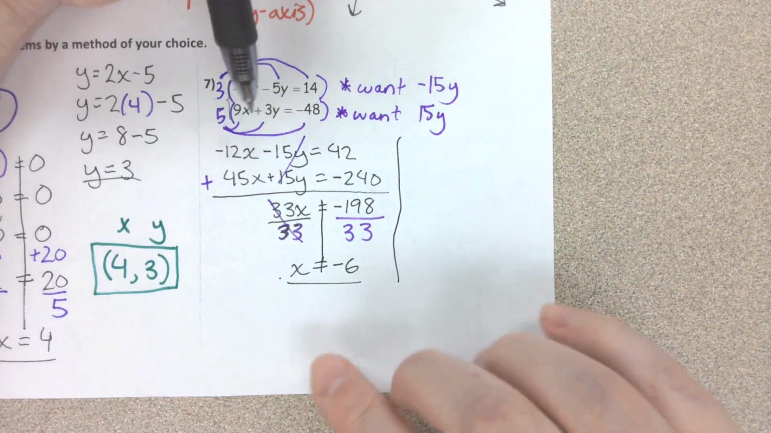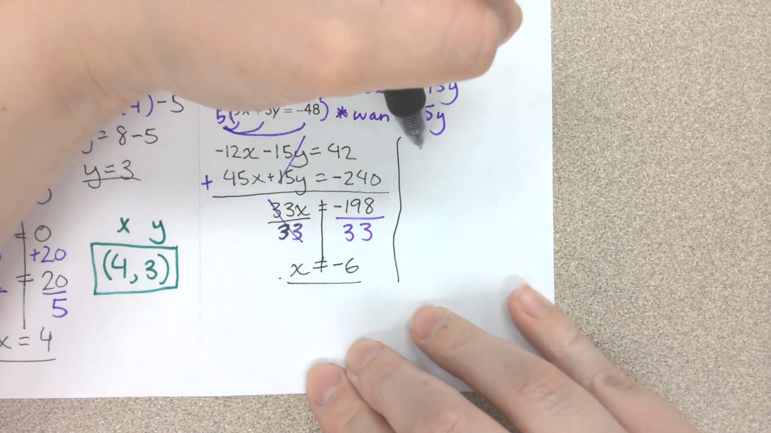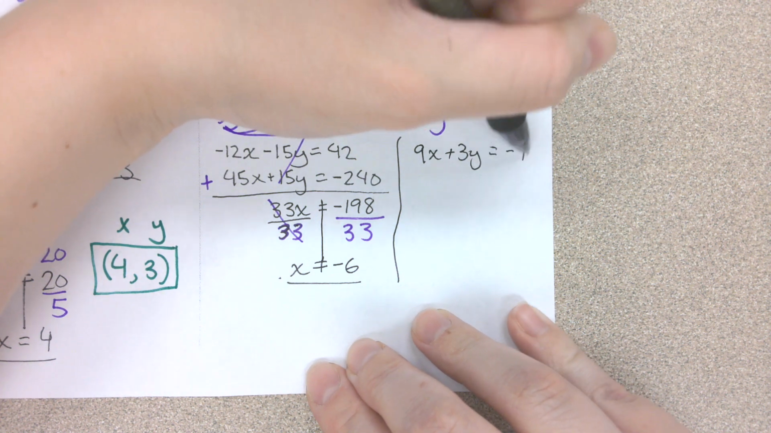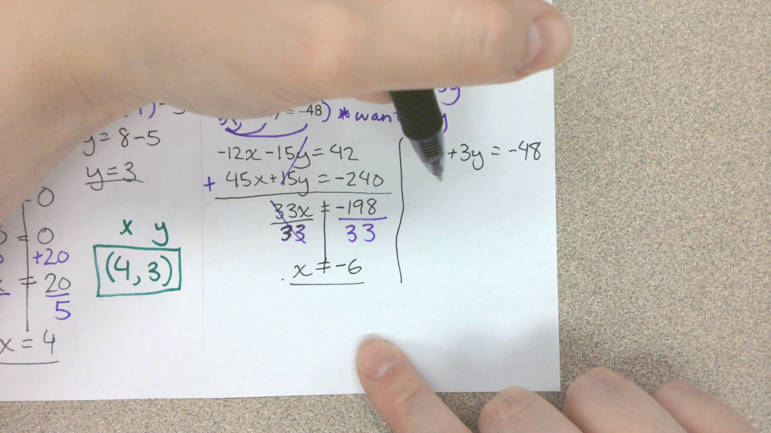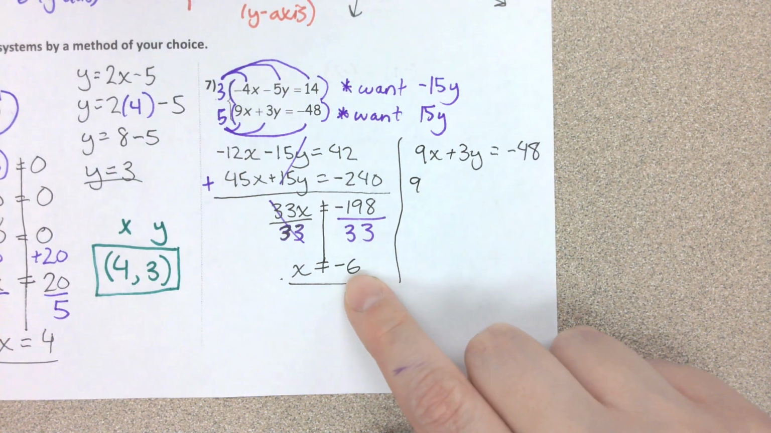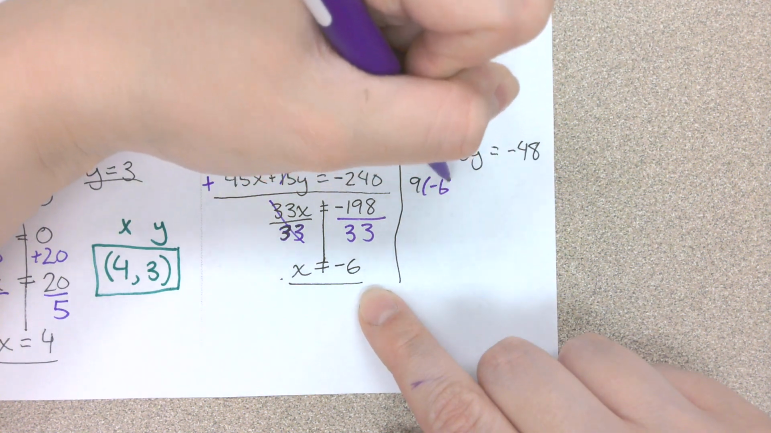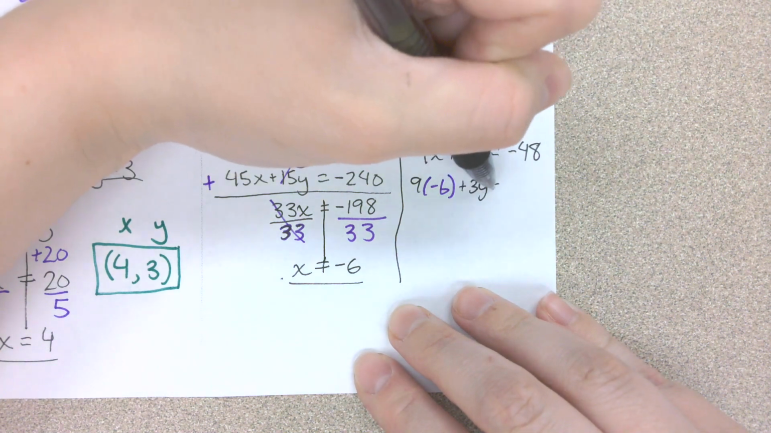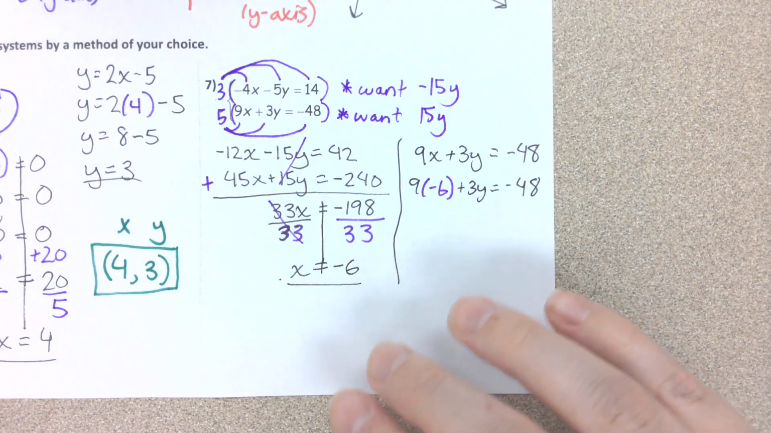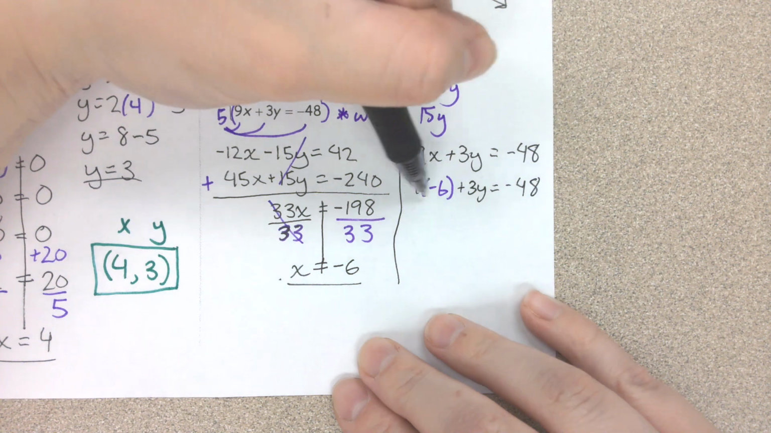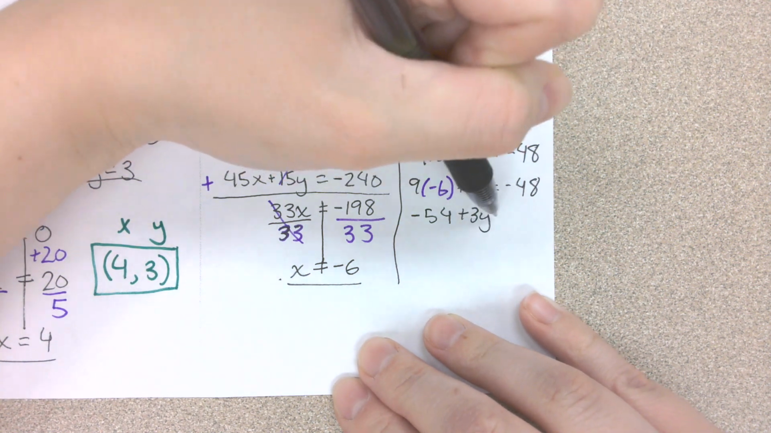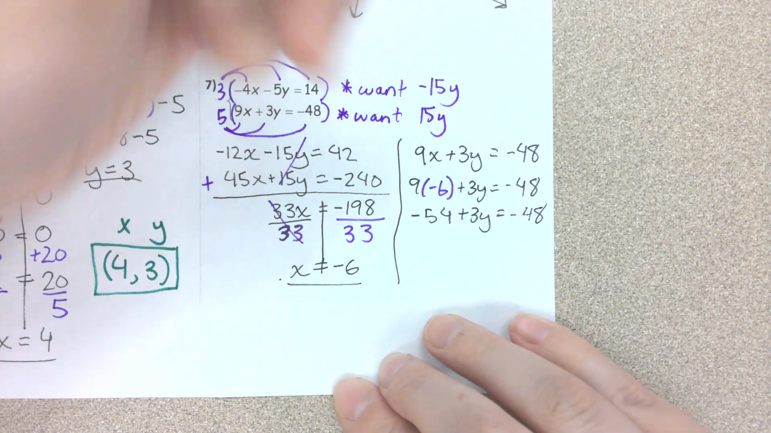So now I'm going to solve for y. So my equation is 9x plus 3y equals negative 48. 9, and then I know x, it's negative 6. So 9 times negative 6 plus 3y equals negative 48. 9 times negative 6, that's negative 54, plus 3y equals negative 48.